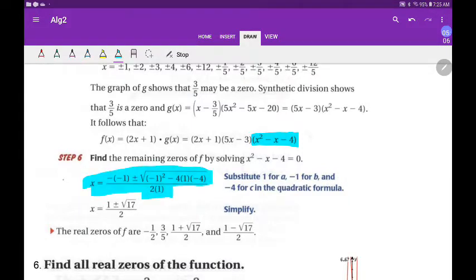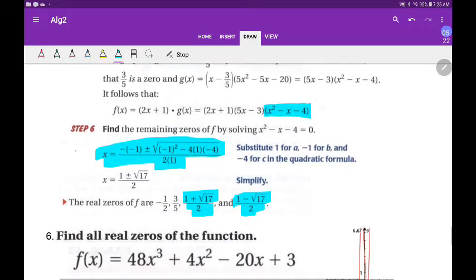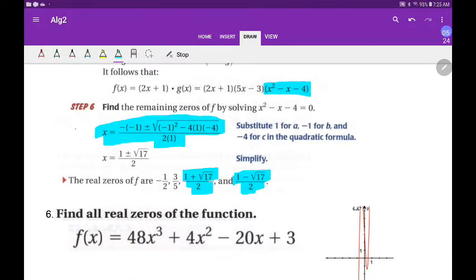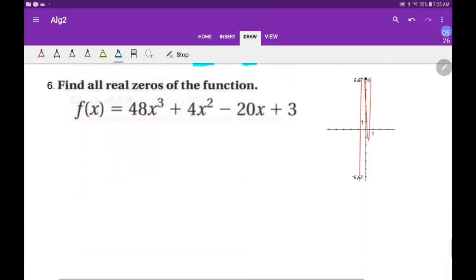Because I can't, that looks like it could be factorable. Sure, I could come up with something. No, I have to use the quadratic. Okay, fine. So I get a couple answers that aren't real nice whole numbers. But anyway, there they are. And so those are my real zeros. Beautiful. That's a lot of work.